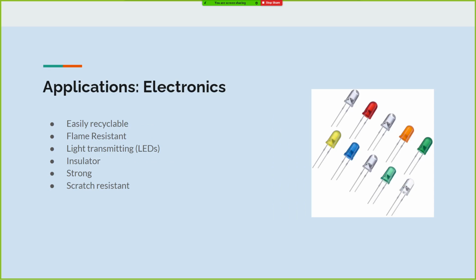This leads to its applications in electronics fairly easily. So LED bulbs, the sheathing on electrical cables, hard drive disks, and many other electric parts are made of BPA. That's because it's easily recyclable. So when you want to upgrade your phone, it's no big deal. You can throw it out and get a new one, or reuse the plastic in that phone. It's flame resistant, and it's a very good electrical insulator.